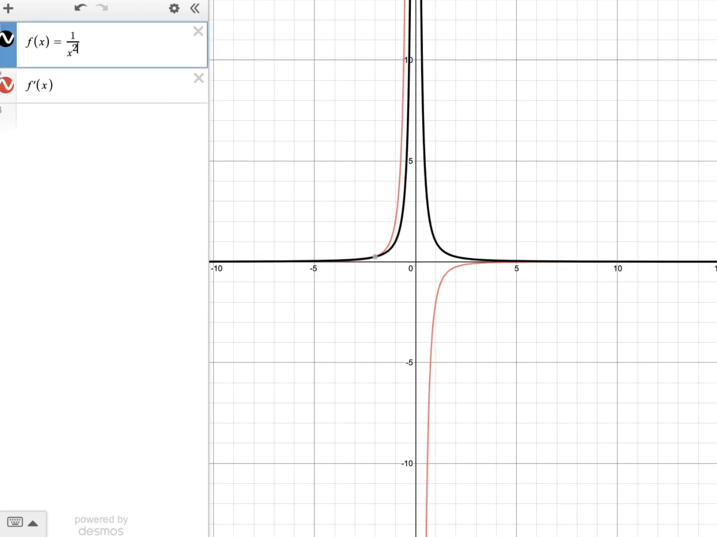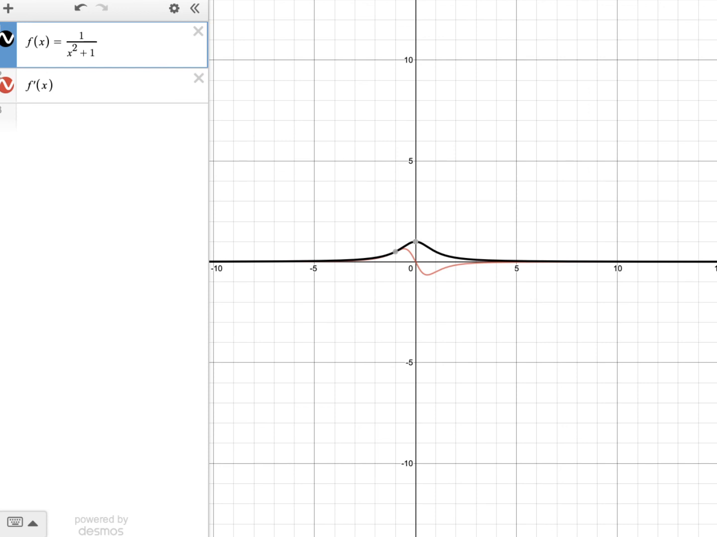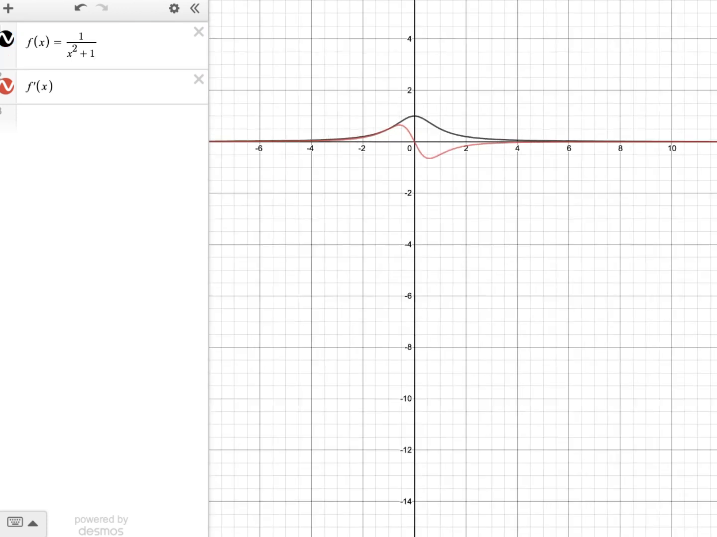Change this to 1 over x squared plus 1. We get something that looks pretty much like that last example we did.